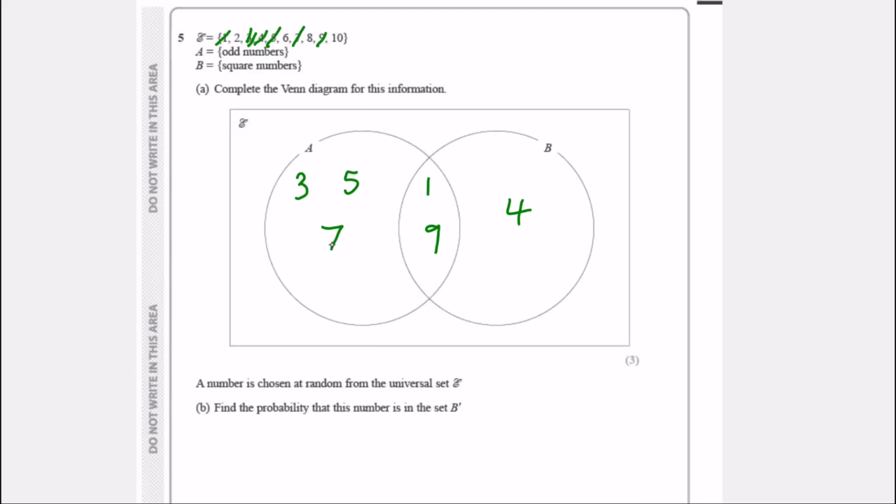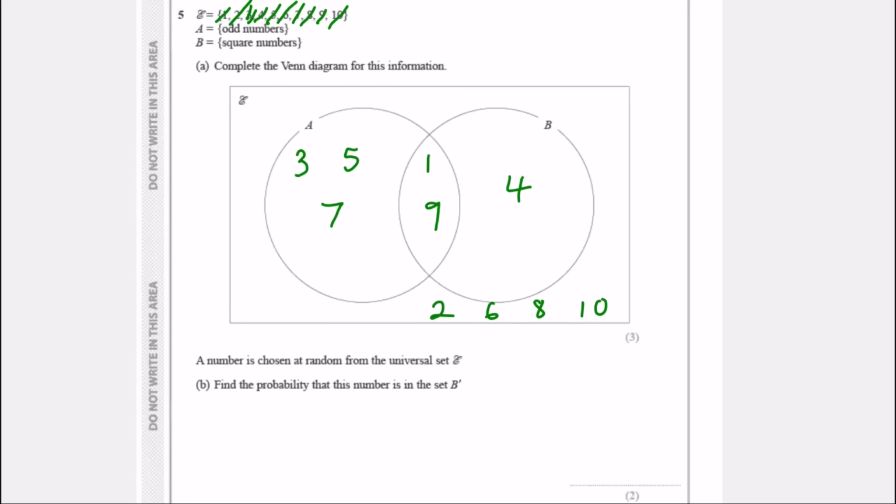And then on the outside, the numbers that aren't odd or square are 2, 6, 8, and 10. So we should have all of our numbers in here. 1, 2, 3, 4, 5, 6, 7, 8, 9, 10. So that is our Venn diagram complete.